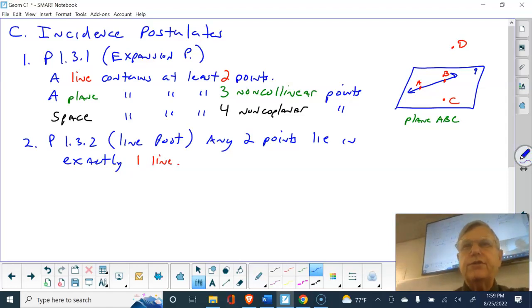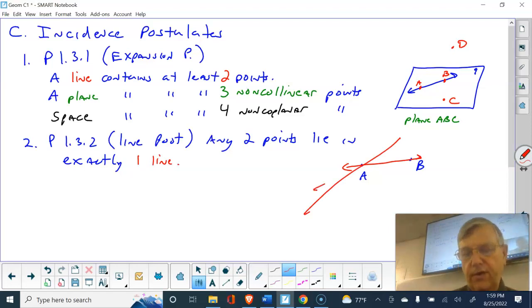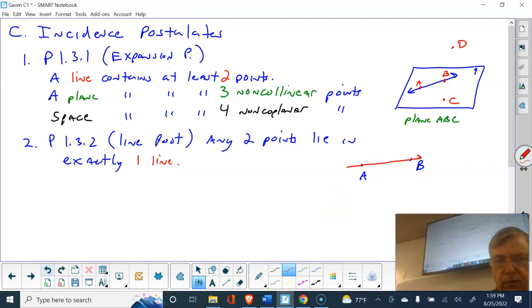This one's pretty easy to understand. You know, if you've got 2 points, I'm going to stick a point A here and a point B. Guess what? There's only one line that goes through those 2 points. No other line goes through those 2 points except that one. There is no other line. I mean, you don't need to draw it, but that one doesn't go through both points, and that one doesn't, and that one. There is no other line that goes through those 2 points except for that line. That's the second postulate.